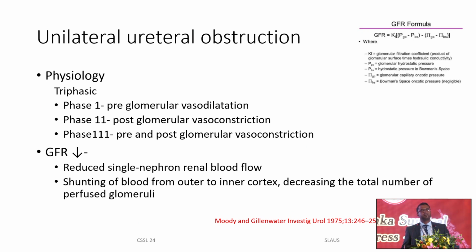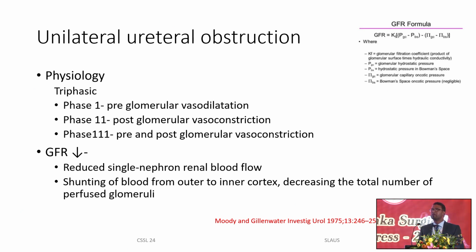What is happening in ureteric obstruction? First we'll talk about unilateral ureteric obstruction. It's a triphasic phenomenon. These studies have been done in animals, mostly rats and dogs. Phase 1, there is pre-glomerular vasodilatation. It will be there for up to 90 minutes, and from 90 minutes to 5 hours, there will be post-glomerular vasoconstriction, and after that, there will be pre- and post-glomerular vasoconstriction.